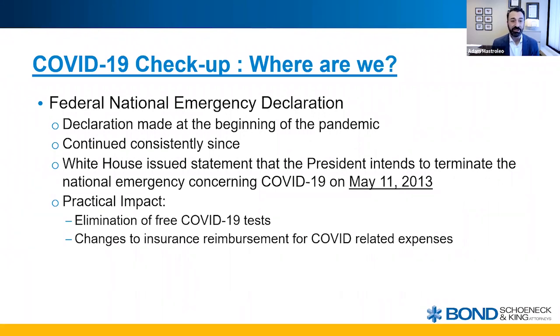In addition, there are changes to insurance reimbursement for COVID-related expenses. In conjunction with the federal national emergency declaration, insurance companies were required to provide payment for certain treatments and or testing related to COVID. We don't know exactly what's going to happen when this national emergency declaration is lifted, but the federal government and the White House has said that there will be a plan that they roll out before it is eliminated. So that's something to keep an eye on. Next slide, please.